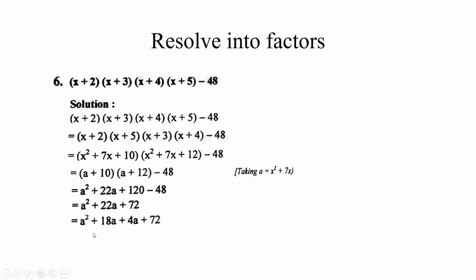Now take a common part from a square plus 18a, that is a. So this part will be a into (a plus 18), and from this 4a plus 72 we take 4 as common, and we get 4 into (a plus 18). Now a plus 18 is a common part, so take a plus 18 as common. You'll get (a plus 18) into (a plus 4), and it is our required answer.